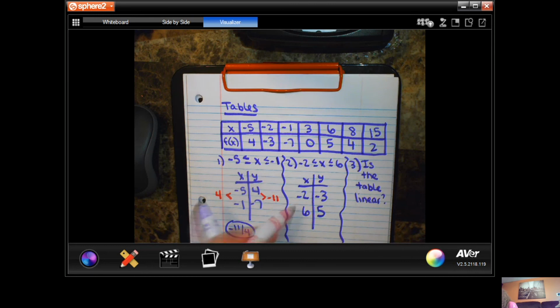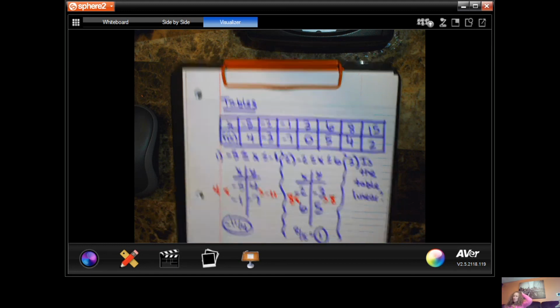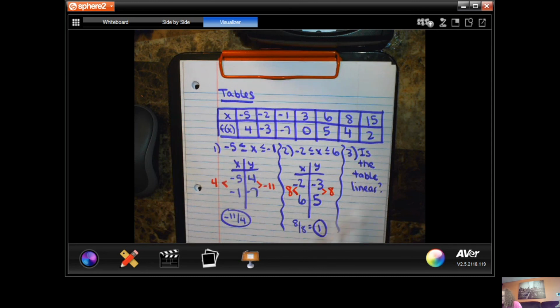Average rate of change. To go from -2 to 6, you're going up 8. To go from -3 to +5, you're going up 8 again. If we divide, we get 8/8, and that reduces to 1. So your average rate of change in that section of the table is 1. So the question says, is this table linear? Well, they do not match, so that means it's not the same. So it is not linear. So the answer is no.